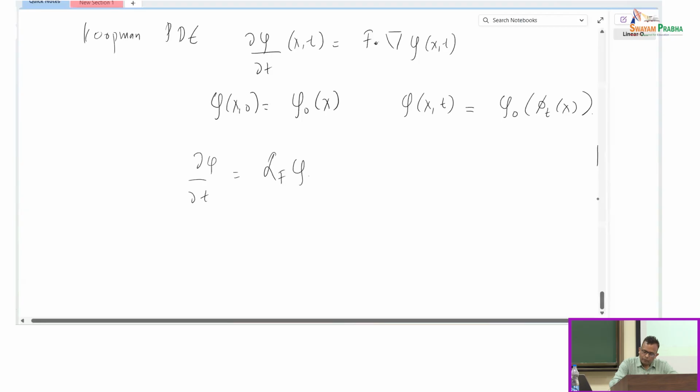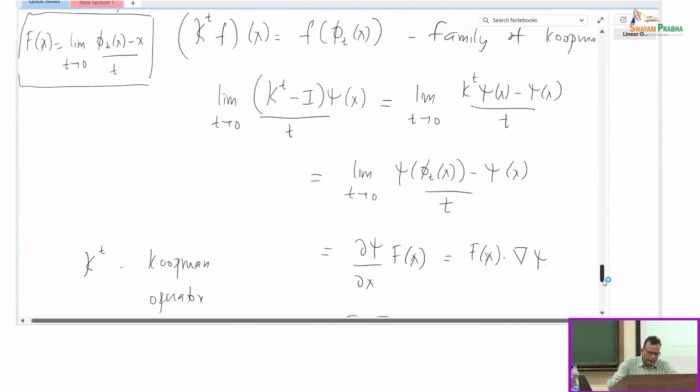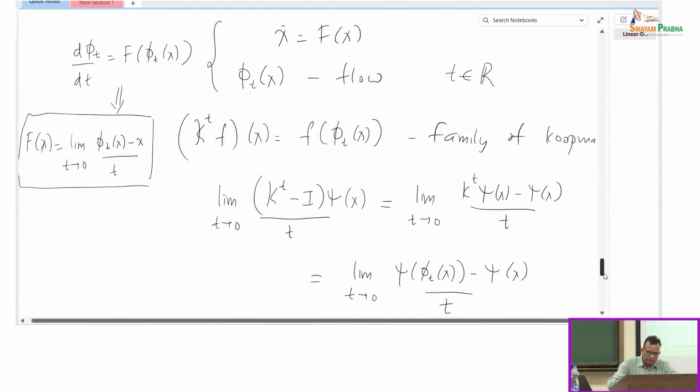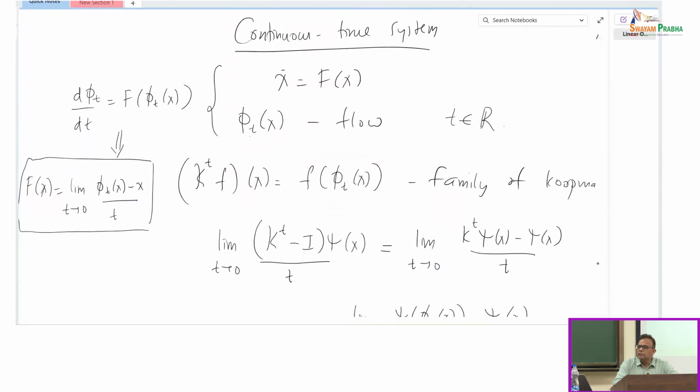Okay, good morning, everyone. So we'll continue with where we left off yesterday on the continuous time Koopman. Just to quickly recap, not the entire thing, but just starting from the continuous time system. We start with the continuous time system, x dot equals f of x. Assume that the solution or the flow of this is given by phi t of x.